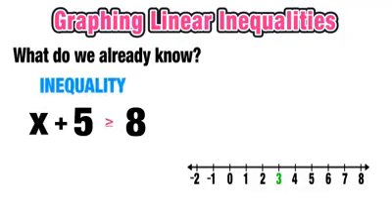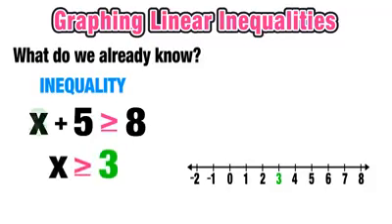However, what if instead of an equal sign, this was an inequality? So now we have x plus 5 is greater than or equal to 8. If we were to solve this, our solution would be that x is greater than or equal to 3, which means that x can be 3 or any value that's larger than 3.